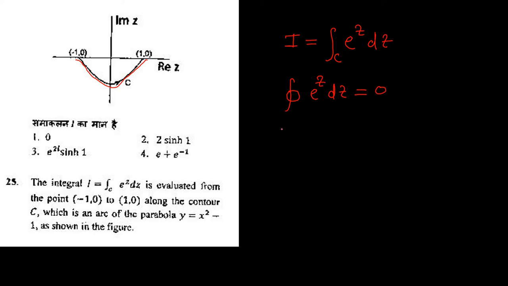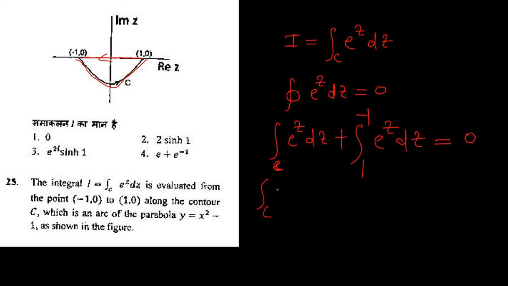Now expand this integration. So this along C, e to the power z dz, plus the integration along this line, from 1 to minus 1, e to the power z dz, will be equal to 0. We have to find out the integration of this. So we will take the second term on the right hand side.